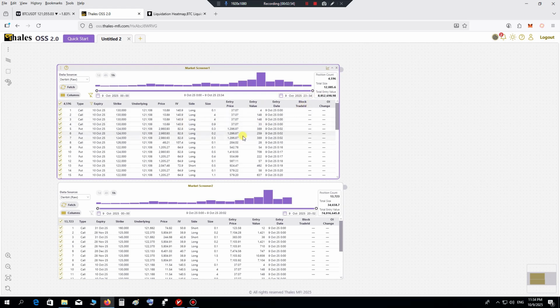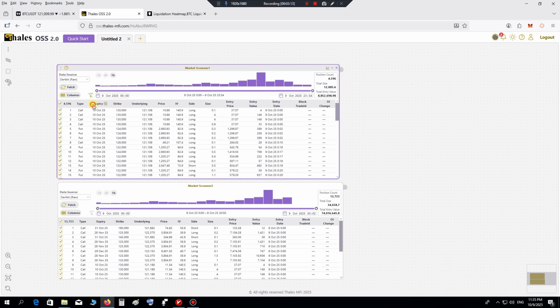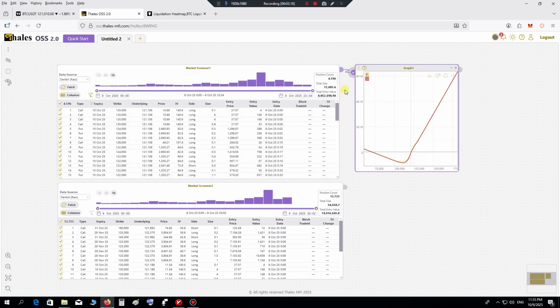As you can see, about 12,000 bitcoins, in the form of 4,500 option contracts, have been traded for tomorrow, which is the end of week expiry, October 10th, and this is important from this perspective. Alright, we can see the result.